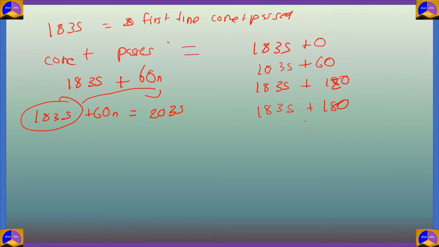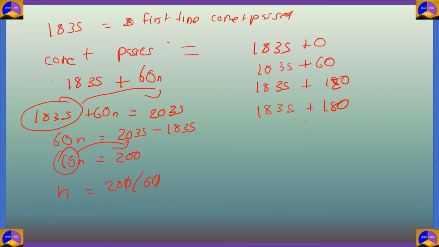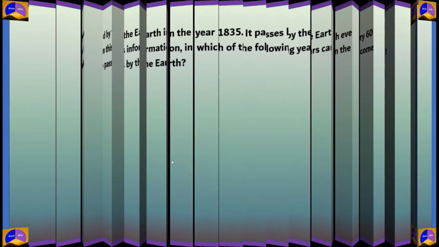Now we take 1835 to the other side, we get 60n equals 2035 minus 1835, which is equal to 200. Now we take 60 to the other side, leaving n remaining. N equals 200 divided by 60. Cutting the zeros, 20 divided by 6. 20 is not exactly divisible by 6. It is about 3 point something, which is not a complete year, which is not an integer. It is a decimal number. So option A is incorrect.